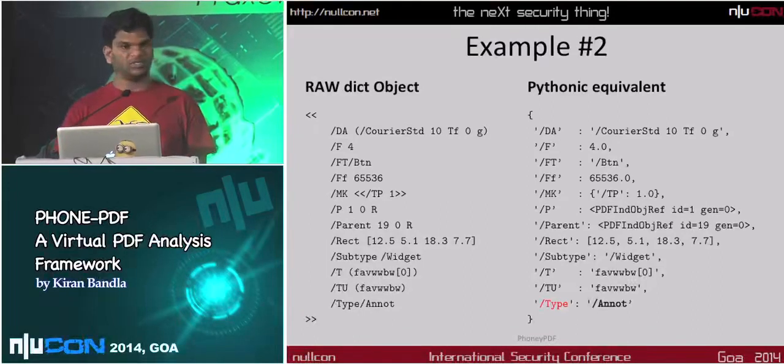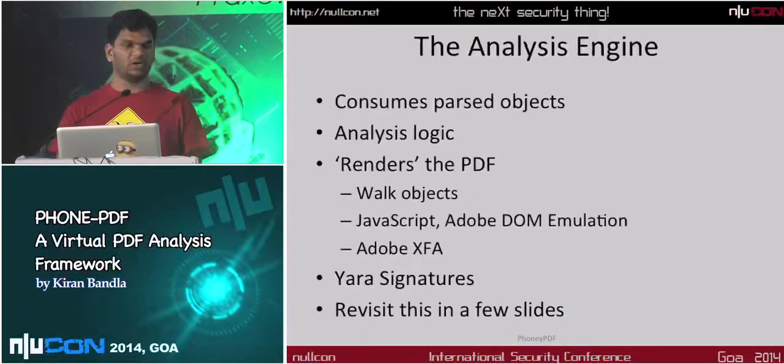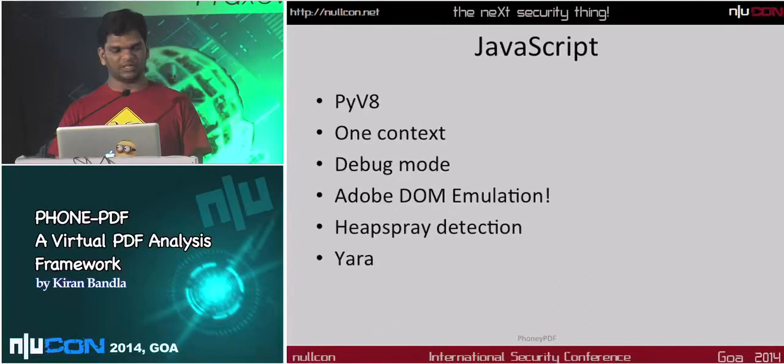And I'll show you how all of this ties into the framework. The second big block is the analysis engine. What the analysis engine does is it consumes all the objects parsed by the parser and then starts to render the PDF. It walks each and every object, and it extracts JavaScript. It actually emulates the DOM, the Adobe DOM, and the XFA.